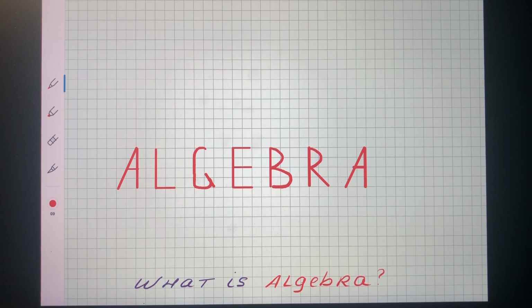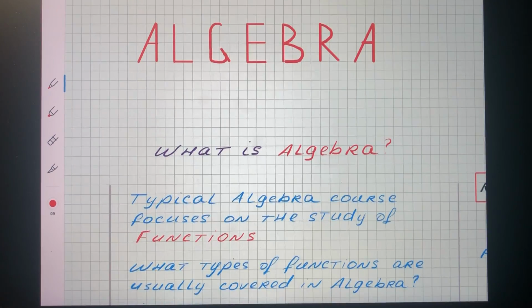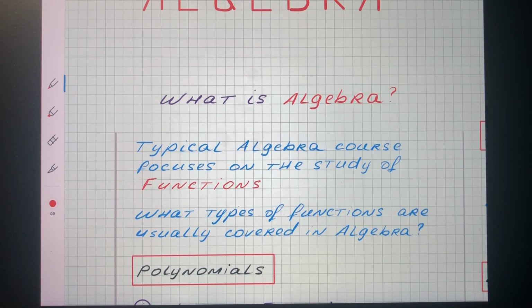What do we usually cover in a typical algebra class? A typical algebra class focuses mostly on the study of functions. What types of functions do we usually see in an algebra class? There are four main types of functions that we see.